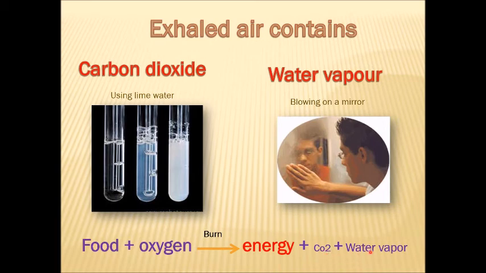How do we prove that the exhaled air contains carbon dioxide and water vapor? By two simple experiments. To prove the presence of carbon dioxide gas, we take lime water, which turns turbid on blowing on it, as it turns turbid only in the presence of carbon dioxide gas. Also, as a proof that the exhaled air contains water vapor, we blow on a mirror, and you will see the water vapor in front of you on the mirror.